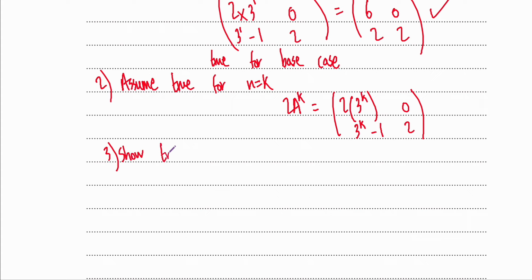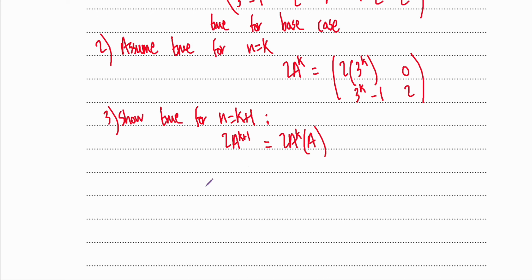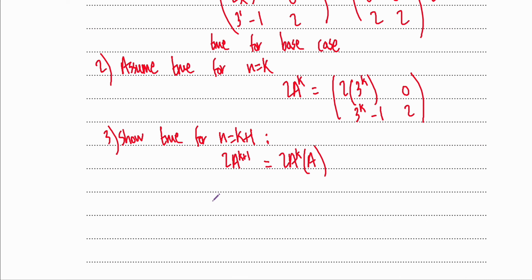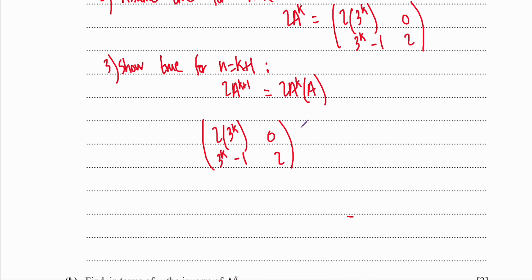And now with induction, for matrices, this is very simple. There's always only one thing that you need to do. So when n is equal to k plus 1, we have 2A to the power k plus 1, which is equal to 2A to the power k times A. And we already have everything. We have 2A to the power k, which is this right here: [2·3^k, 0; 3^k − 1, 2]. And we're going to multiply that by the matrix A, which is also already given to us: [3, 0; 1, 1].